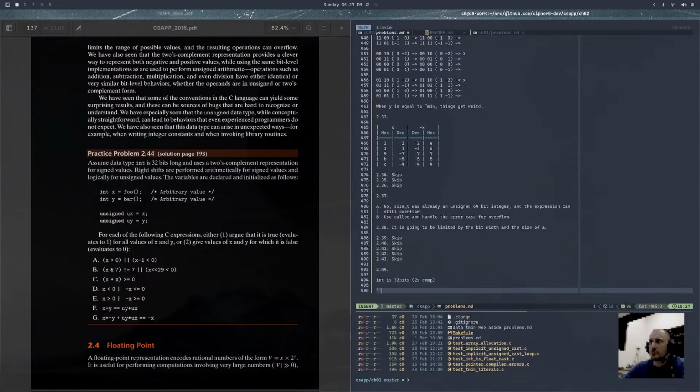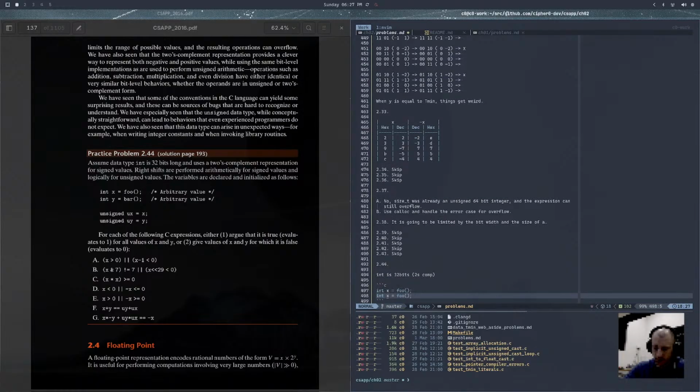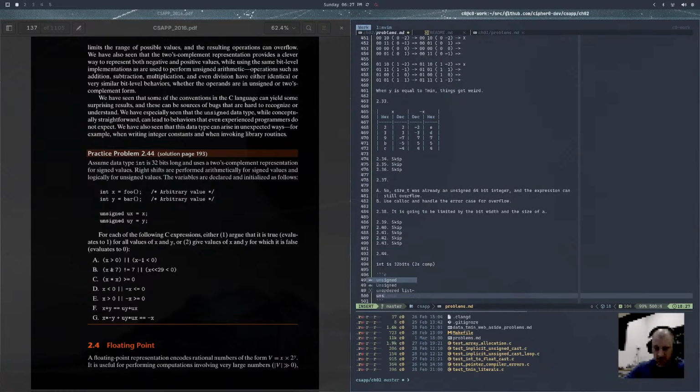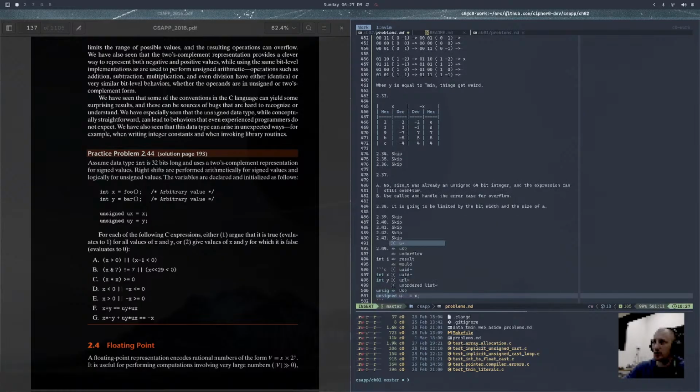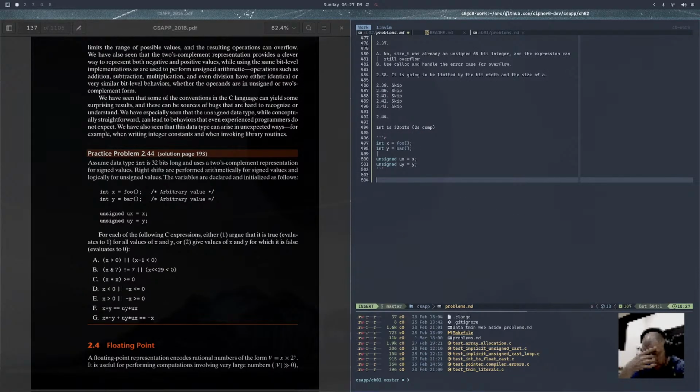So we have int x is equal to foo, int y is equal to bar, and then we got unsigned ux is equal to x, and unsigned uy is equal to y. Then for each of the following C expressions, either 1, argue that it's true, evaluates to 1 for all values of x and y, or 2, give values of x and y for which it is false, so some type of counter example.